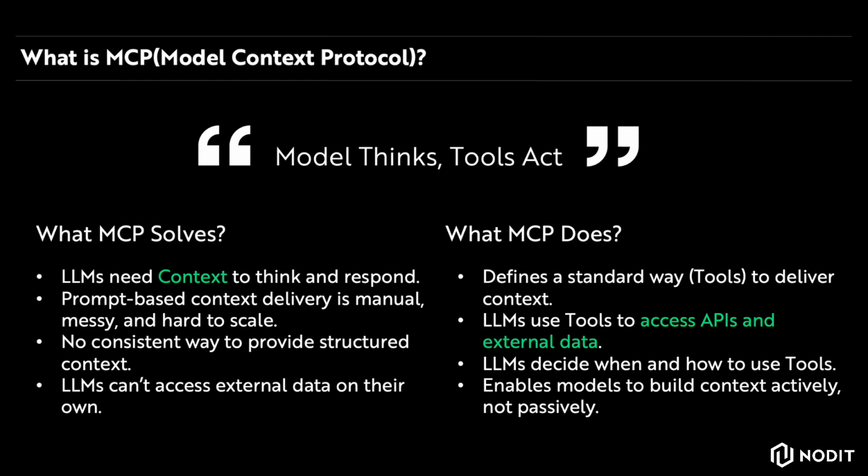What does MCP do? MCP defines a standardized way for tools to deliver that necessary context to the model. With MCP, LLMs can use tools to access APIs and external data. They decide when and how to use those tools, making the process efficient and autonomous. This shift enables models to actively build their own context rather than waiting passively for it to be fed.